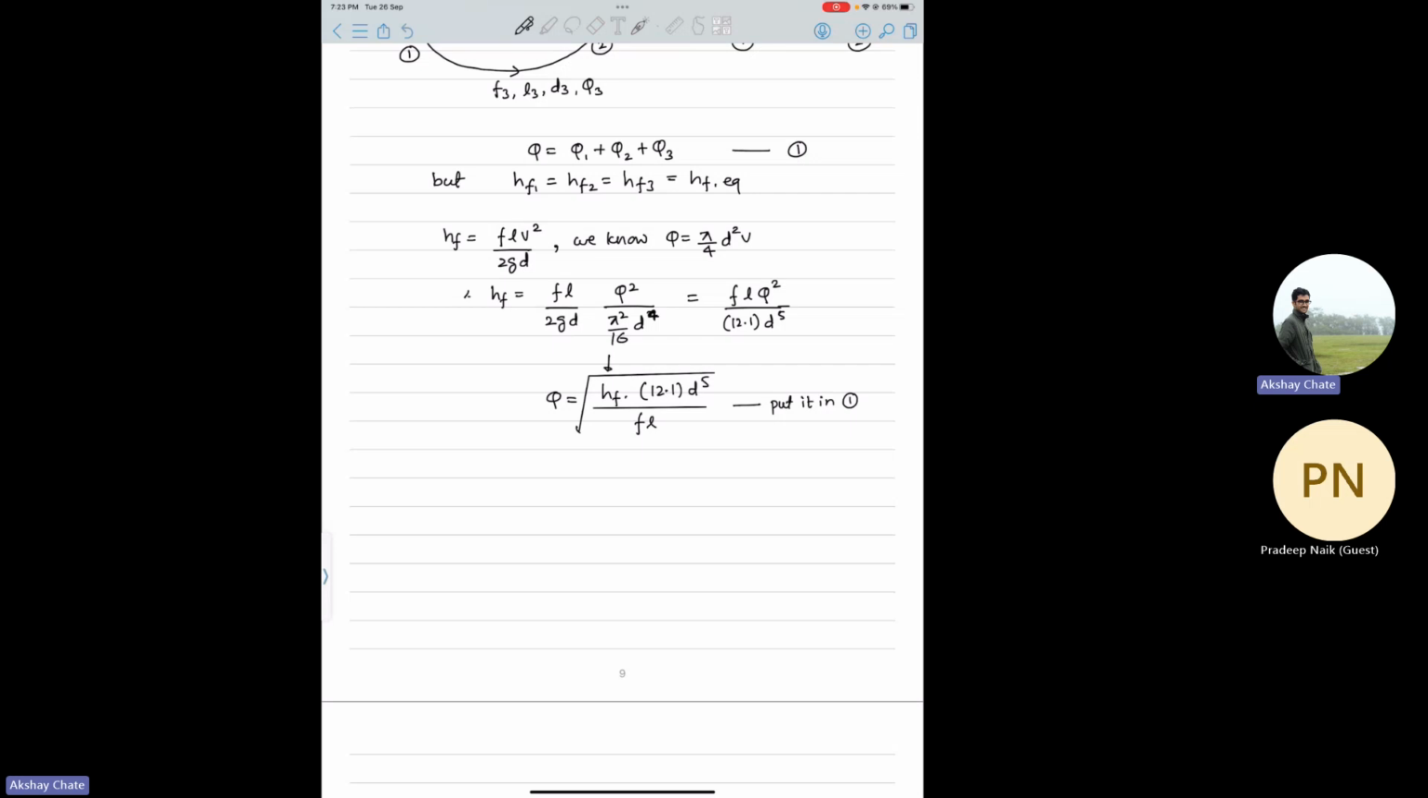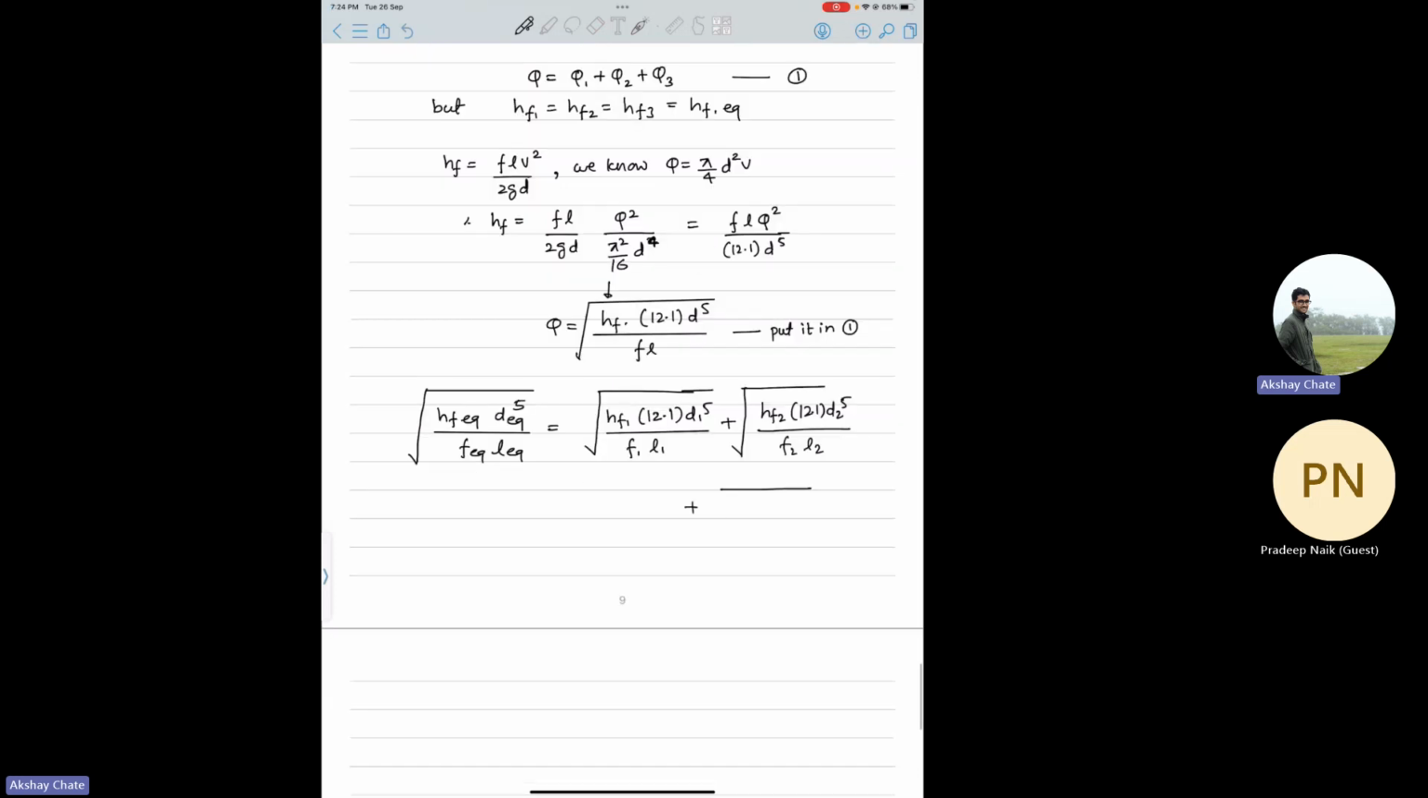Yeah, so basically what you get is hf for the equivalent pipe into D of the equivalent pipe power 5 divided by f equivalent, L equivalent. So this will be under root, and the same three terms will be there. So you will have hf1 into 12.1 into D1 power 5 divided by f1 L1. Same thing again, hf2 12.1 D2 power 5 divided by f2 L2, plus the same thing, hf3 12.1 D3 power 5 divided by f3 L3.